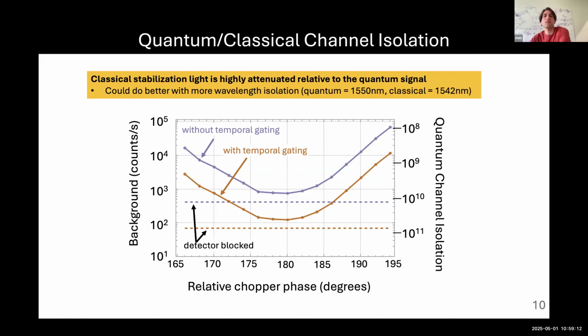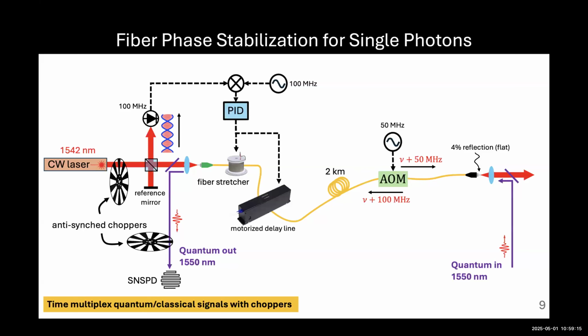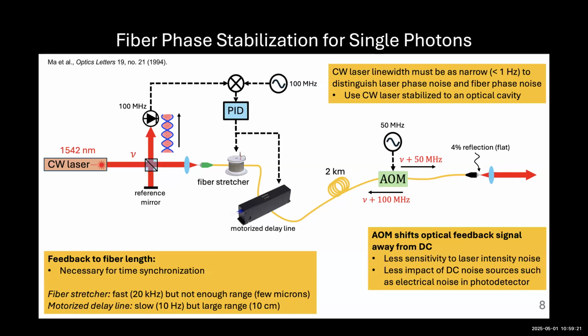Your 100 megahertz feedback with that fiber stretcher fixes the problem in the low frequencies, kilohertz to 100 megahertz. Is that the idea? You're getting rid of this low frequency noise. Yes, that's what the stretcher is doing. It's sensing all of the noise on the fiber, and it's feeding back to correct that. What the AOM is doing is shifting that signal so that now we're not sensitive to laser noise.